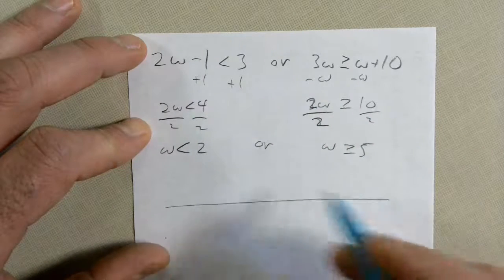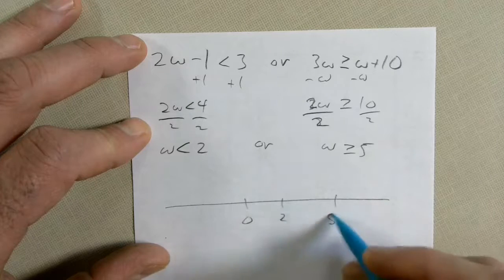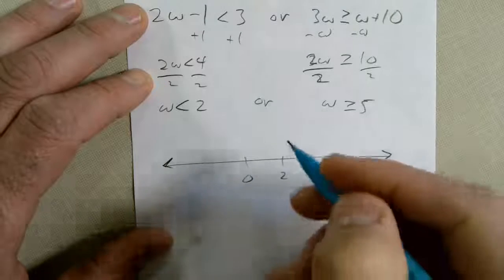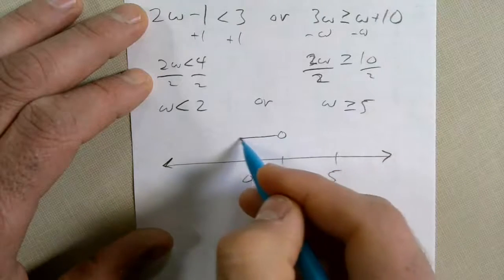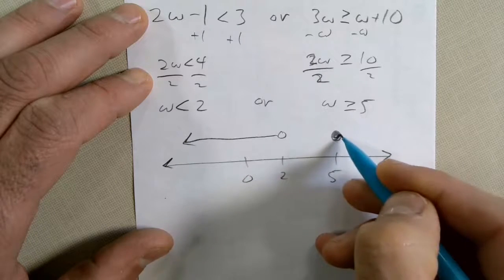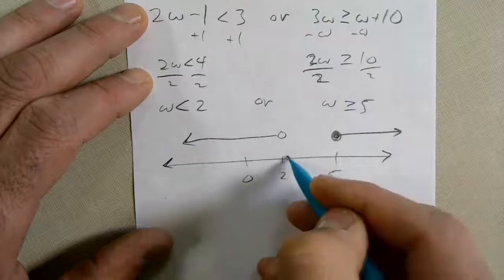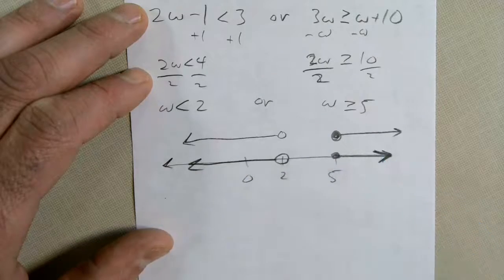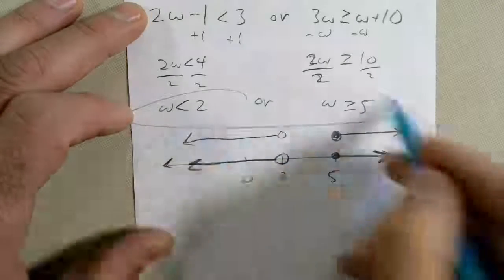Okay, we need a 0, a 2, and a 5. Okay, so it says less than 2. I like to graph above until I see what's going on. Solid circle on the 5. Okay, so in an or, it's just everything included. No overlap needed. So there's our answer, and there's our answer.